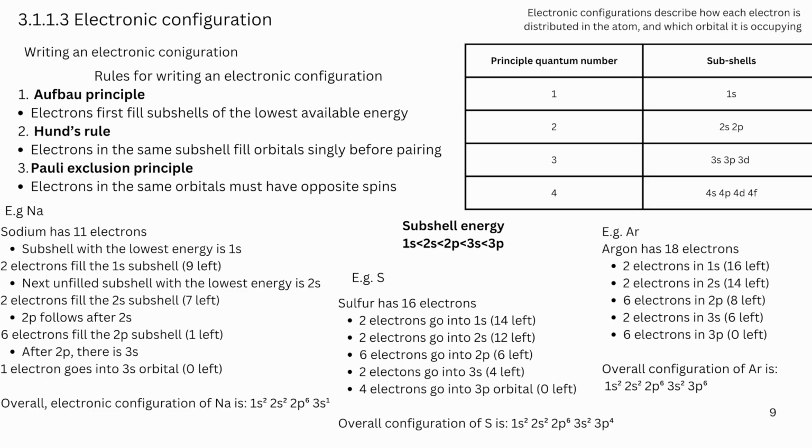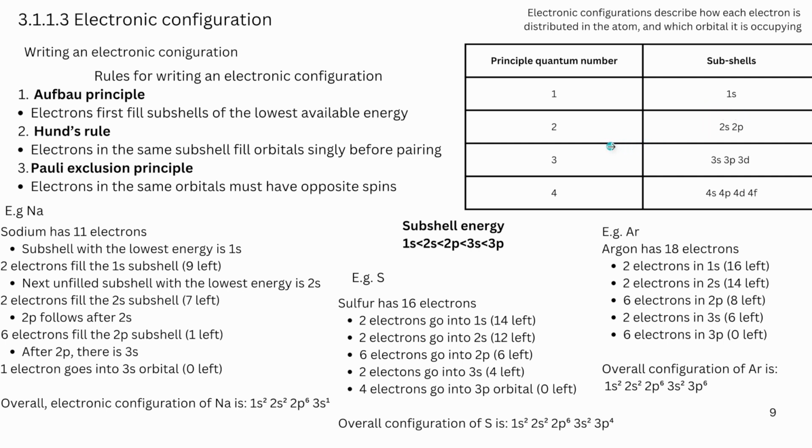Electronic configuration of an atom shows how electrons are distributed inside the atom, which subshells they occupy, and the number of electrons in each subshell. In order to write an electronic configuration of an atom, you need to follow certain rules. The first rule is the Aufbau principle, which states that electrons first fill subshells of the lowest available energy. If you have a look at this table right here, it shows which subshells each energy level contains. For example, the first energy level has only one subshell, 1s.